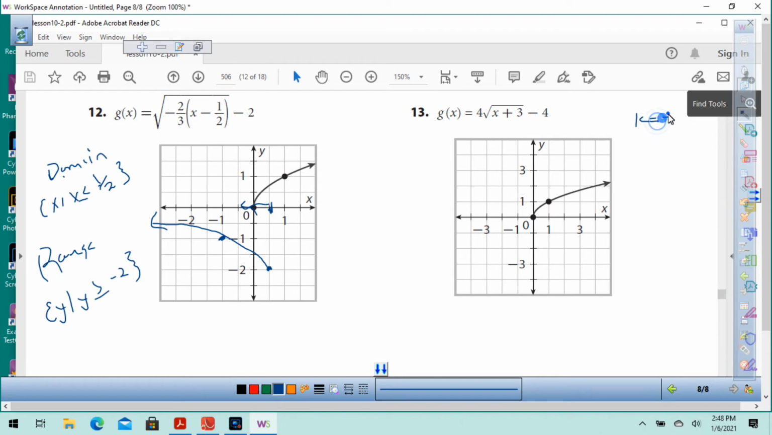Okay, so what do we got here? We got k equals -4. We have h equals -3, and we got a equals 4. b is 1, of course. So what do we got? Well, let's see here. We're going to go left 3, 1, 2, 3, and then down 4, 1, 2, 3, 4. And if we put 1 in there, so we're going to do x equals 1. 1 plus 3 is 4. The square root of 4 is 2. 2 times 4 is 8, minus 4 is 4. So we got 1 and 4. It's going to look something like this right here.